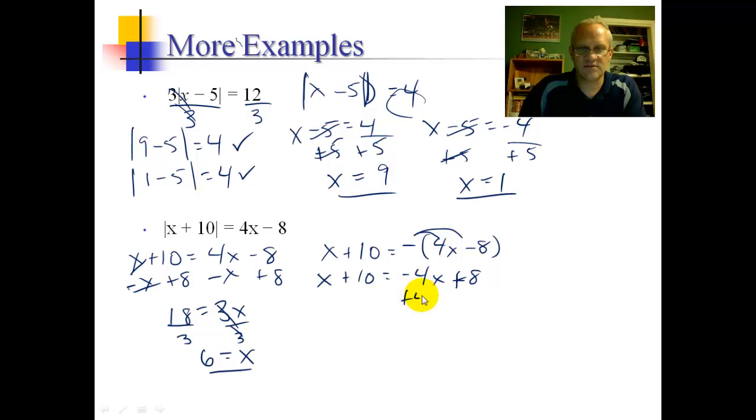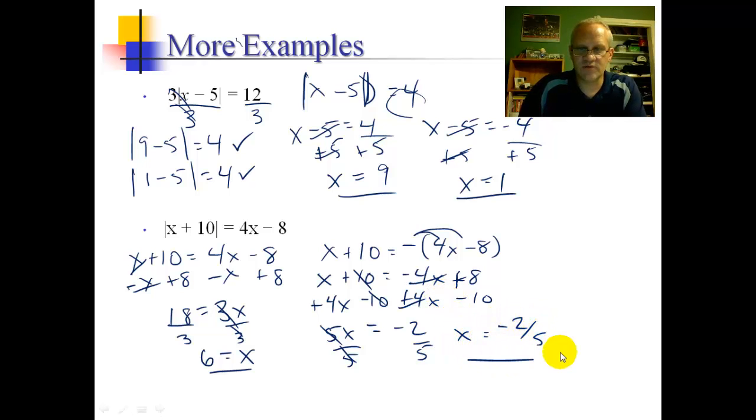On the other side, this time I'm going to go plus 4x. I'm doing this so I can avoid dealing with negative numbers in front of the x's. So this will give me 5x. Then I'm going to go minus 10, and it looks like I have a negative 2. Divide by 5. And that's okay. It looks scary because of the fraction there. That just means one of your possible answers is x equals negative 2/5. We do have to check these. So we do want to go back and check these.